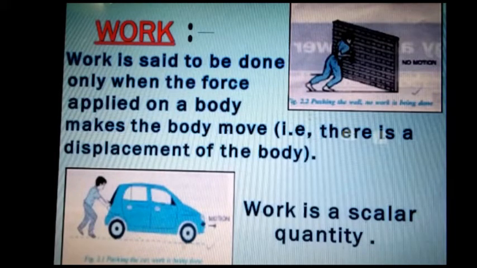Here you can see two pictures. In the first figure, the man is pushing a wall. Obviously, the wall will not move. So, the man, in spite of applying some force, does not do any work. But in the second figure, the man is pushing a car and the car is moving in the direction of the force. So the man is doing some work.